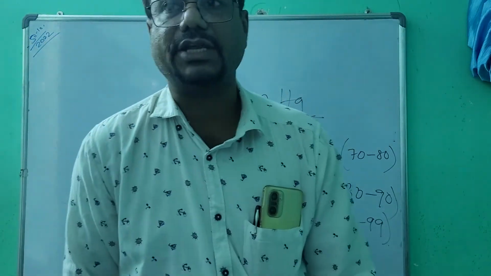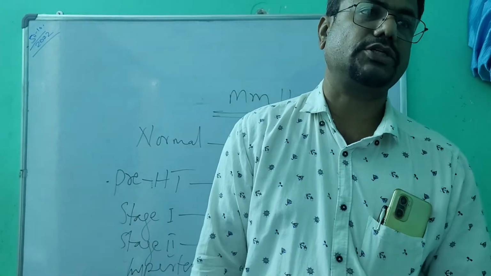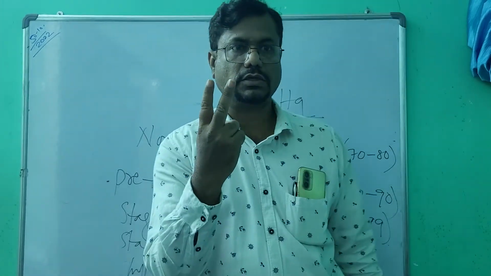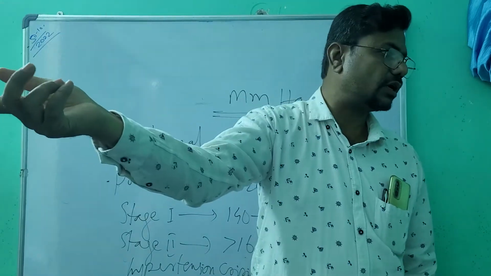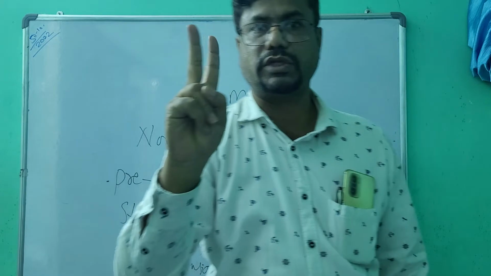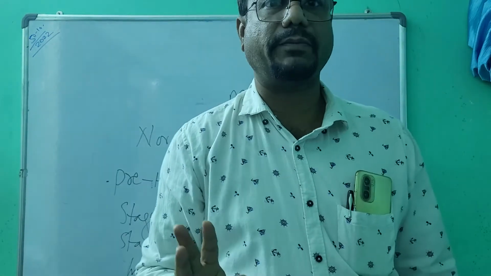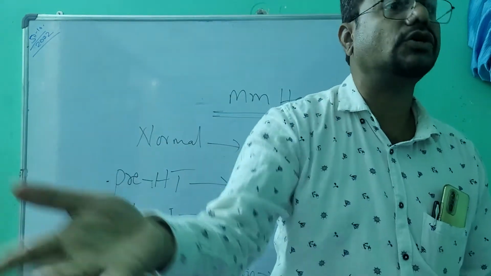Now the controlling mechanism. How can we control hypertension? As I said, there are two things. One is the blood flow, that is cardiac output. Another is the peripheral vascular resistance. By knowing these two things, we can know the controlling mechanism. Even our body also has a controlling mechanism.